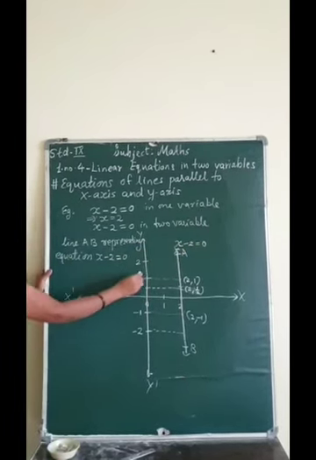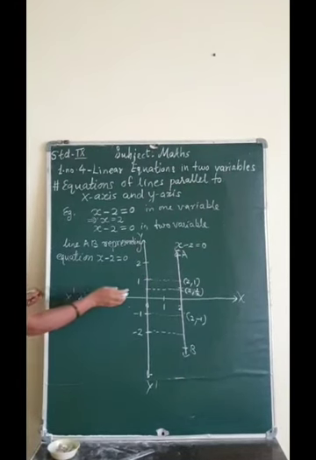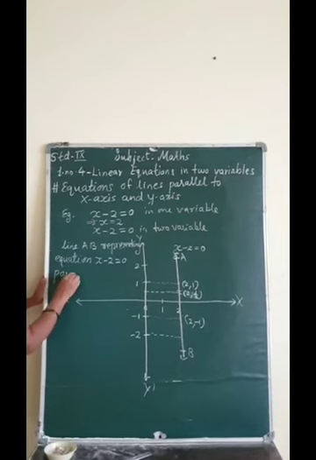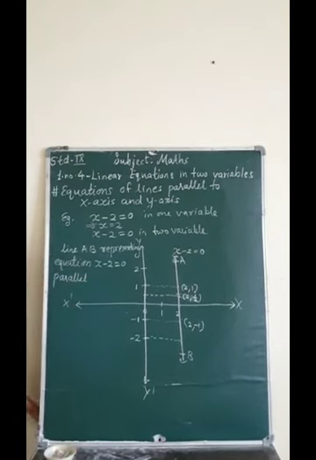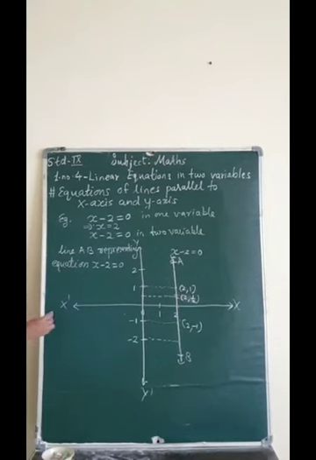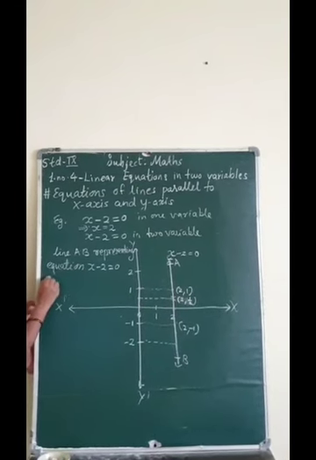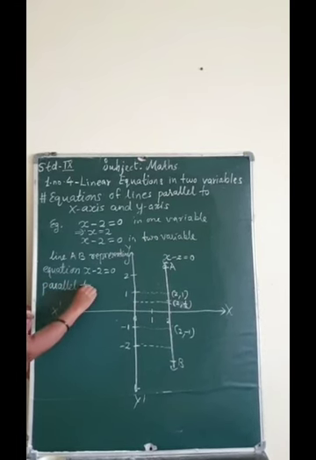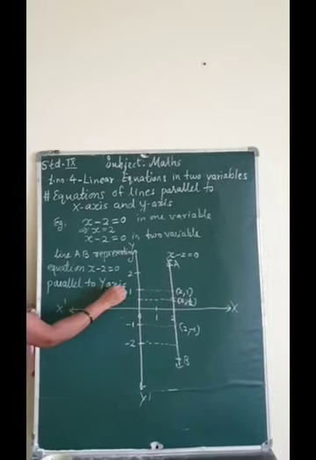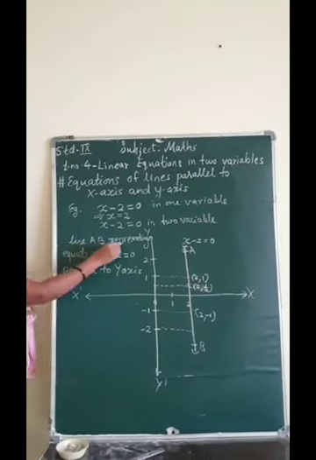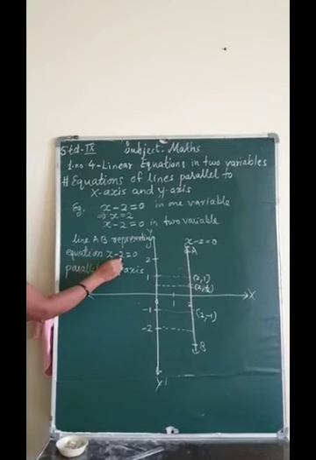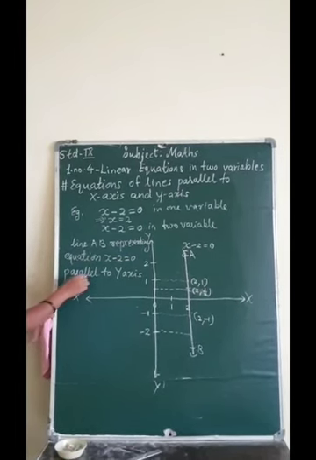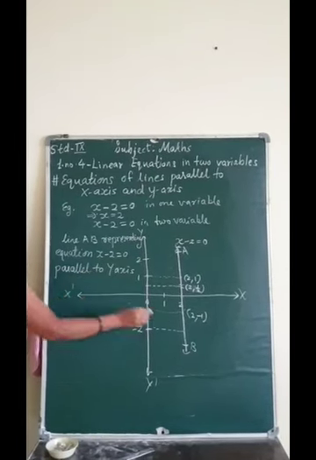Now here you can see this equation, when we are representing it graphically, is parallel to the y-axis. So we say line AB is representing the equation x minus 2 is equal to 0, and graphically it is parallel to the y-axis.